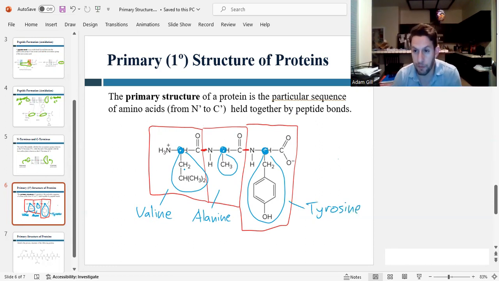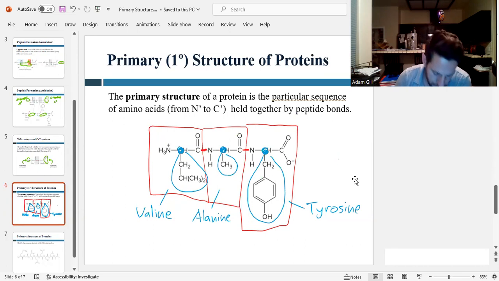And if you don't have these memorized, that's totally fine, right? I'll provide you a chart with the 20 amino acids. So if you don't have it memorized, all you have to do is look at the side chain and see which one it is. And that's how you would get the name. And we can use the 3-letter abbreviation.